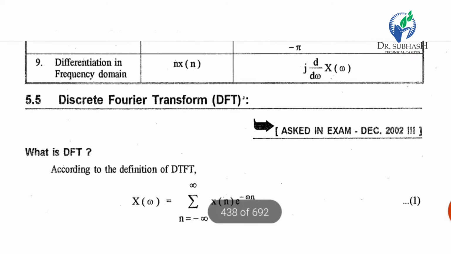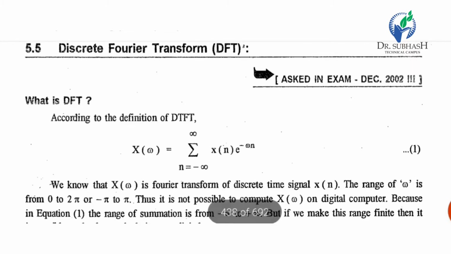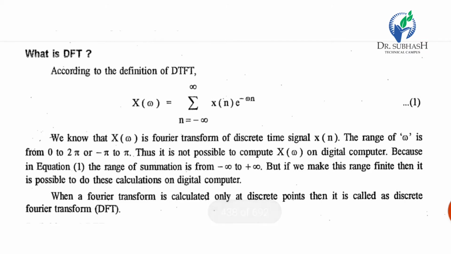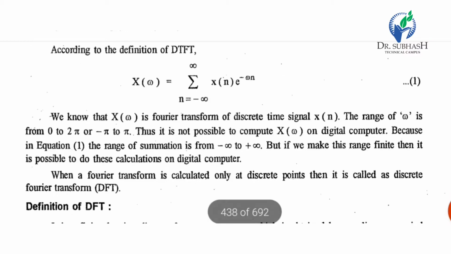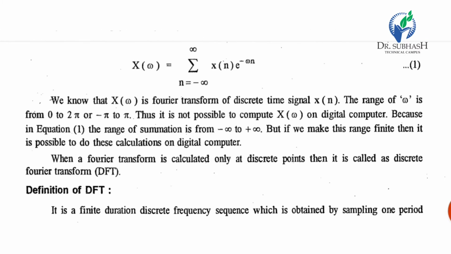Discrete time Fourier transform. Now the next term is DFT, discrete Fourier transform. So this is the new topic. According to the definition of DTFT, X of omega equals summation x of n e raised to minus j omega n. We know that X of omega is the Fourier transform of the discrete time signal x of n. The range of omega is from 0 to 2 pi or minus pi to pi.